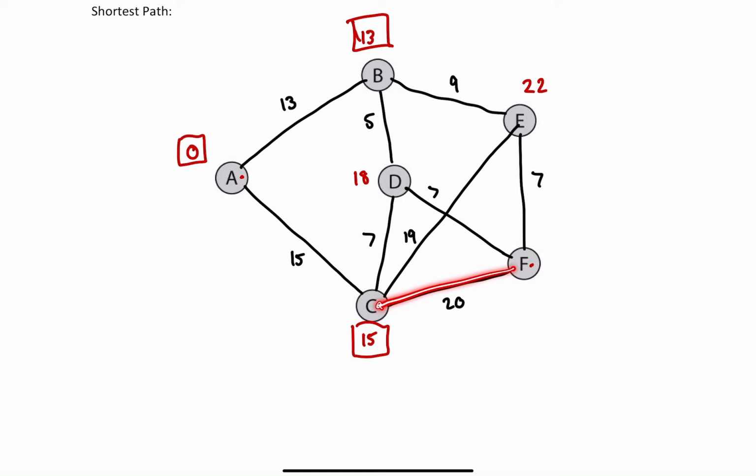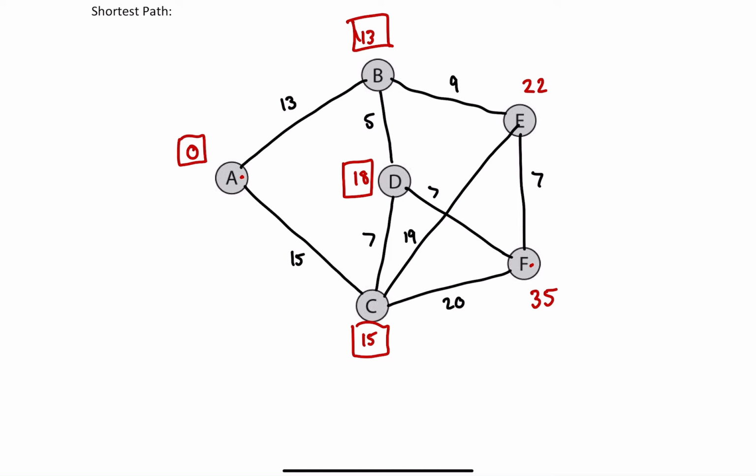But from C to F, there's nothing written here, so I am going to write a number. 15 plus 20 is 35, so I'm going to write the 35 here. Okay, now I've looked at all the places I can go from C. I'm going to now look again at the remaining numbers, the 18, 22 and 35, and choose the smallest of those three, which is 18.